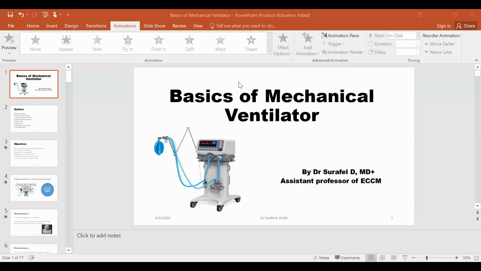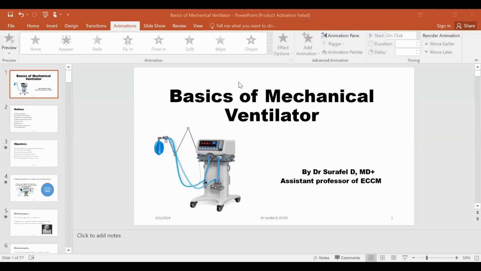So I'm here, as you have already mentioned, I'm Surafel. I'm an emergency and critical care physician, and I'm currently working at the University of Gondar. So what we basically try to see today is just the basics of mechanical ventilator. So I would like to warm up some ideas on the basic topics and what are the major troubleshooting procedures, especially for those working in ICU.